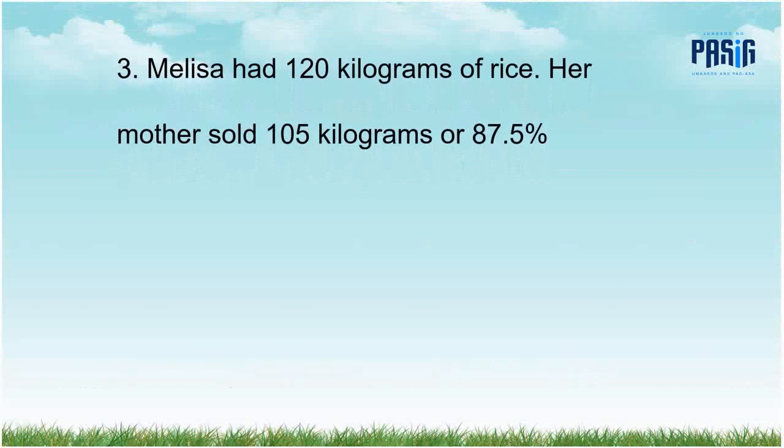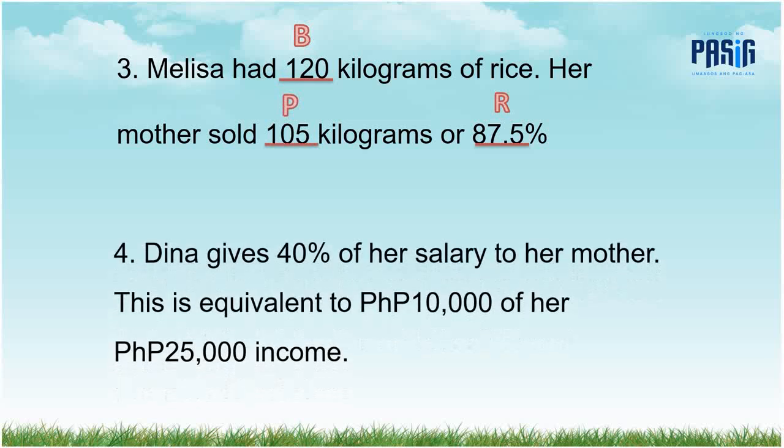Melissa had 120 kilograms of rice. Her mother sold 105 kilograms or 87 and 5/10%. 120 is the base, 87 and 5/10% is the rate. 105 is the percentage. Number 4.